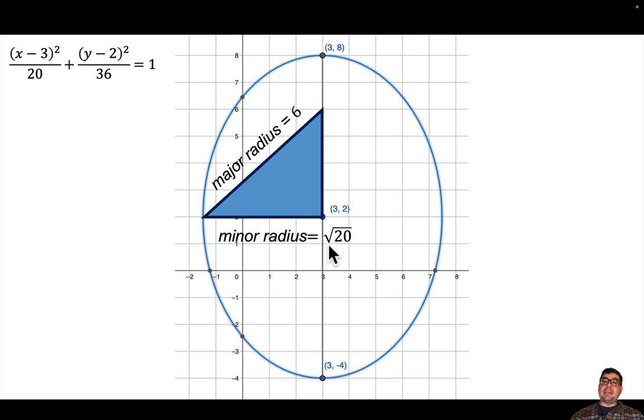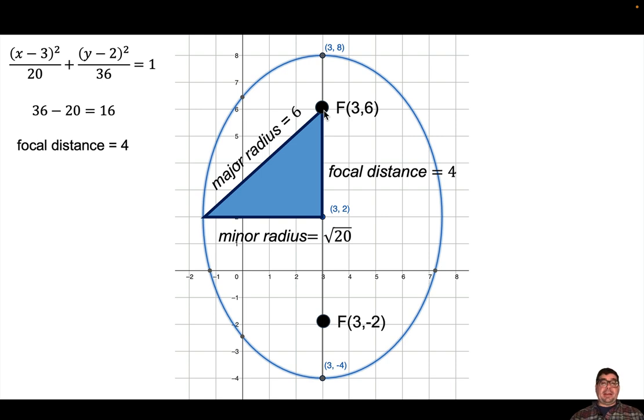36 minus 20 is 16. Take the square root, it's 4. The focal distance from the center up to a focal point is 4. And we go up and down by 4 to find the two focal points, and we're finished.